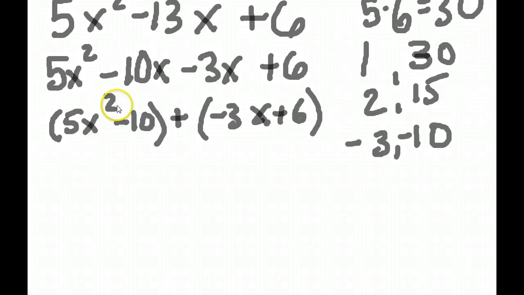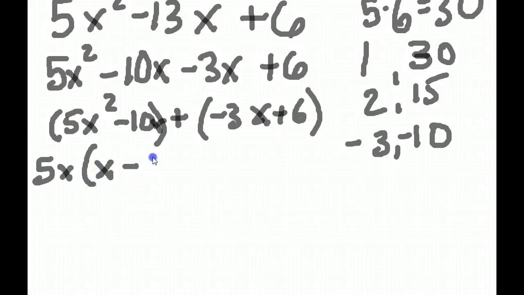What can we take out of 5x squared minus 10x? We can take out a 5x out of each one. So we have 5x open x minus 2. So basically it's like reverse distributive property. Plus, what can we take out of negative 3x plus 6 factor-wise? And we want what's left inside the parentheses to match what's inside the parentheses of our first term that we factored. So we have an x minus 2.